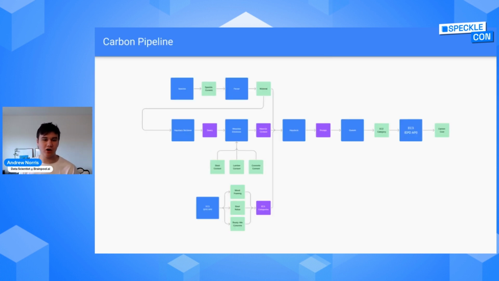So this is what it all comes back together as when we get the final pipeline. You can take a quick glance at this, but essentially we pull everything together, the materials, the material context, and the EC3 categories, use those to send to a prompt to OpenAI, and then OpenAI does a mapping for us, and we can calculate a carbon cost from that.